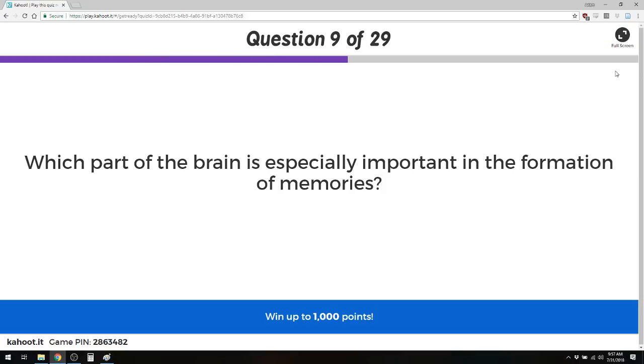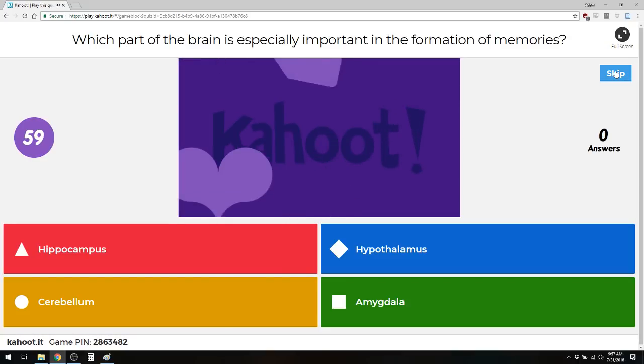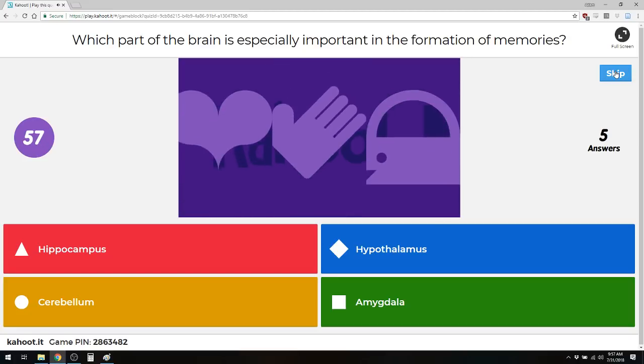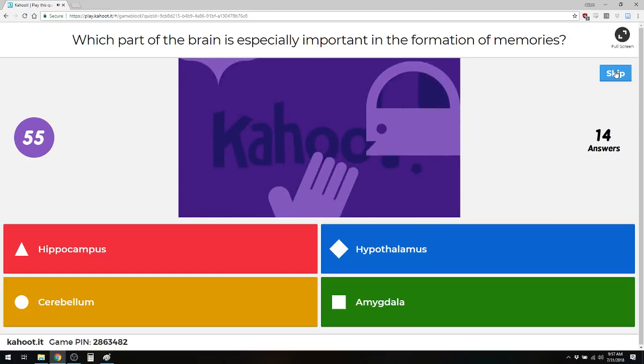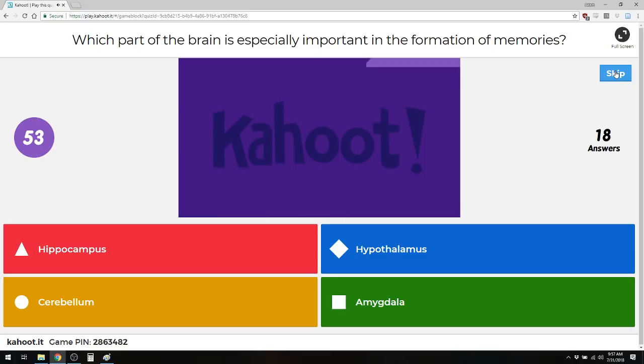Which part of the brain is especially important in the formation of memories, such as this awesome Kahoot we're going through right now? Would it be the hippocampus, the hypothalamus, the cerebellum, or the amygdala?